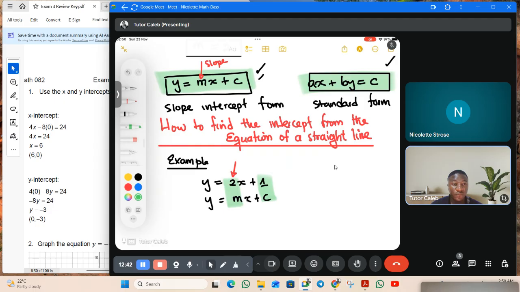The general way of writing it is like this: y equals mx plus c. So now, in this y equals mx plus c, m can be anything, c can be anything. But in the specific example that I just took here, m is 2 and c is 1.